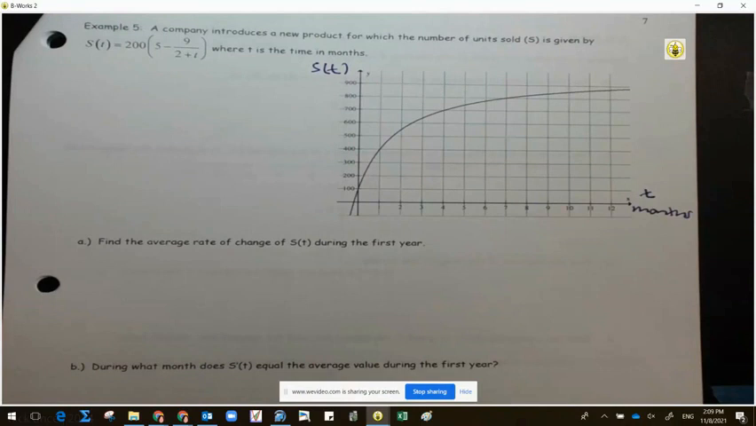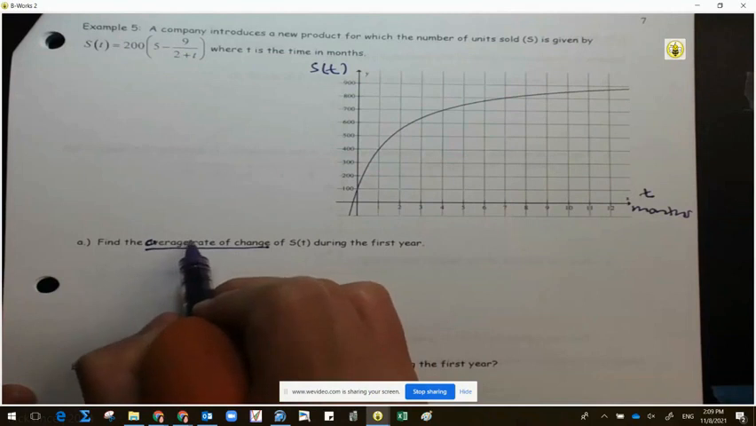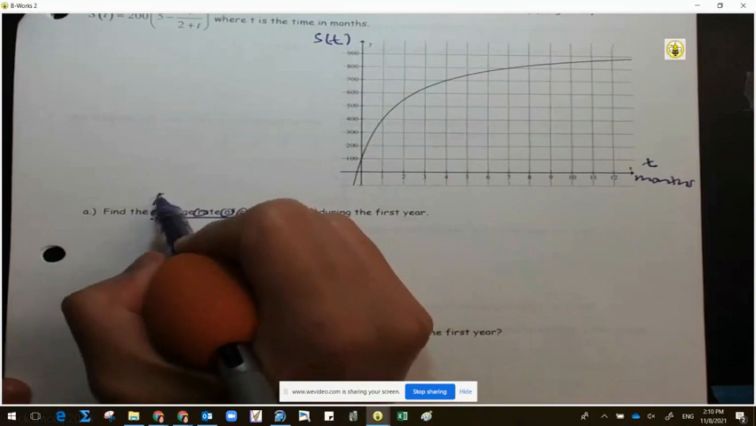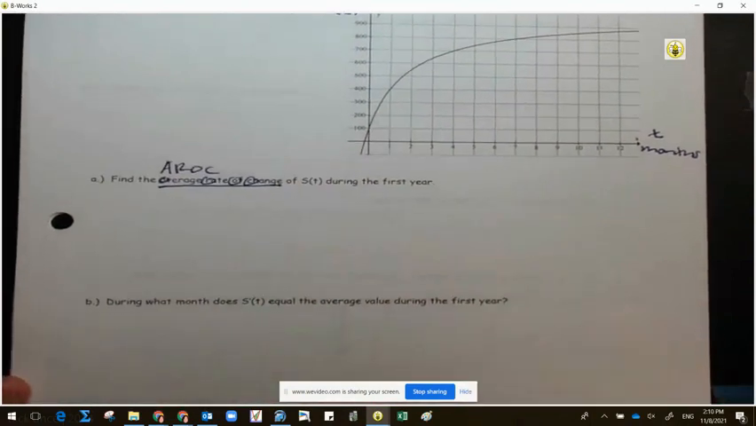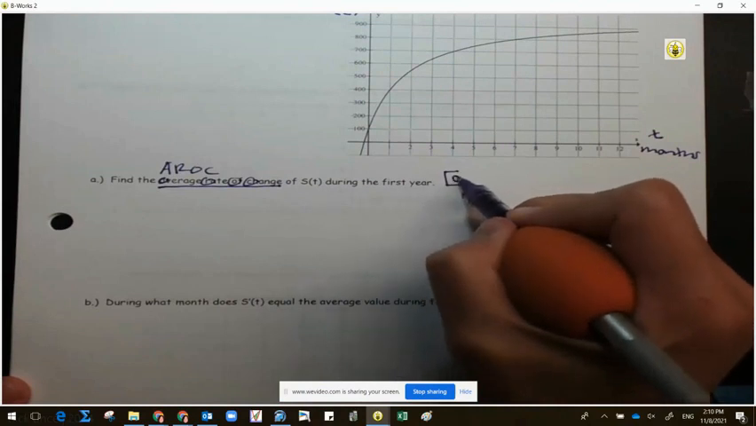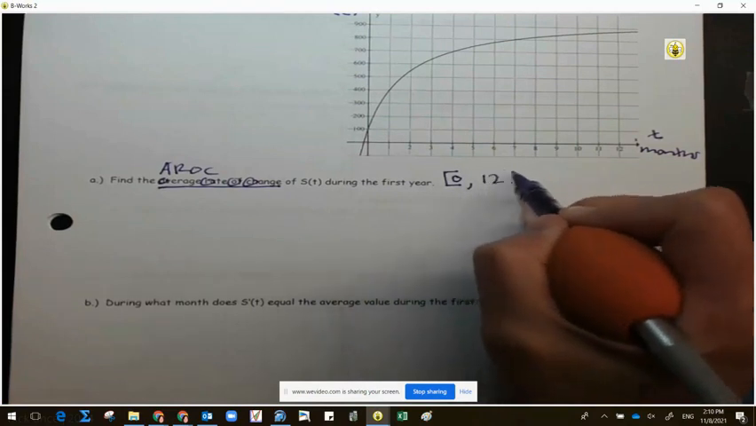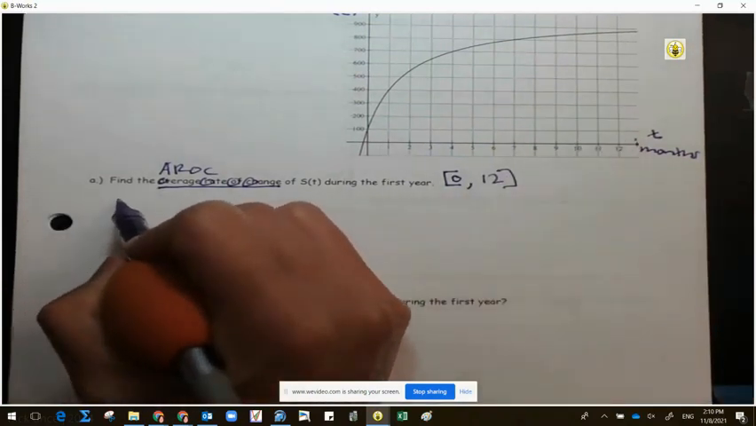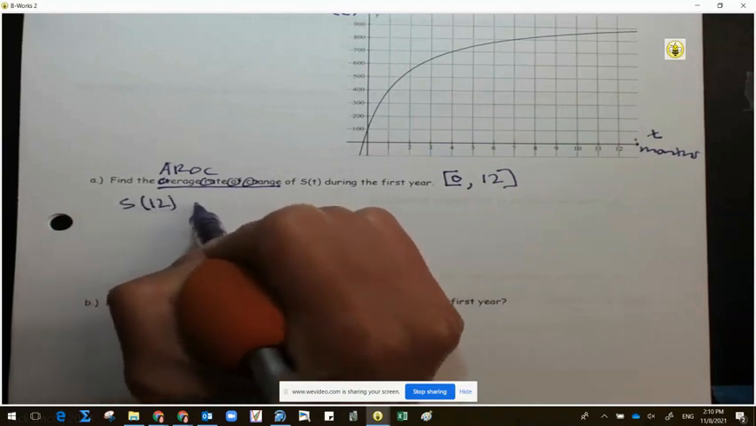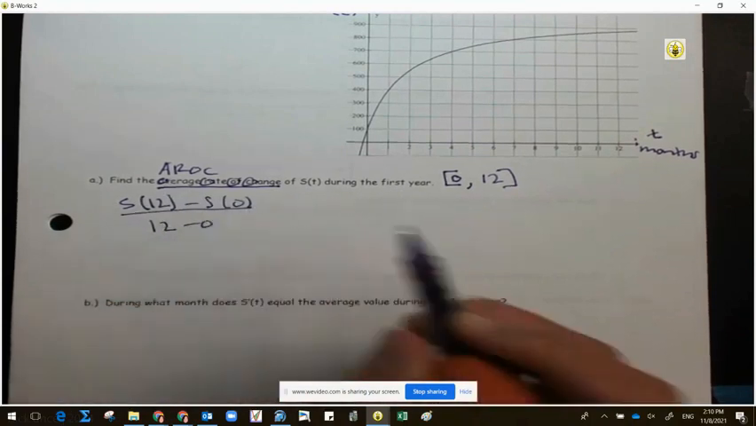All right, part A says to find the average rate of change. Let's go ahead and underline this. Average rate of change. Is that spelling AROC or IROC? AROC. Let's write that out. And it looks like the first year starts at 0, not at 1, because then you're telling me month 1 is done, all the way to 12. And let's write out our average rate of change. So it's again our slope formula, S of 12 minus S of 0 over 12 minus 0.